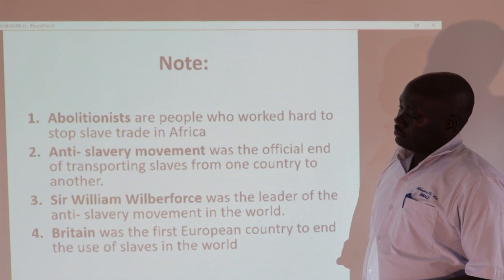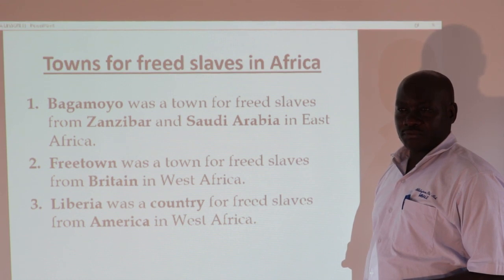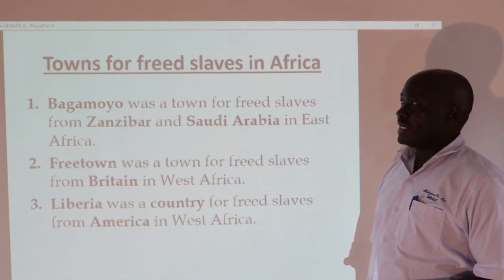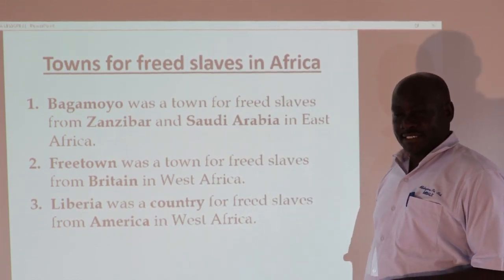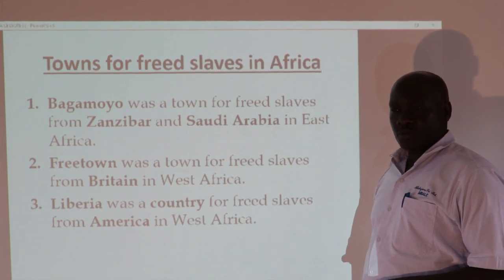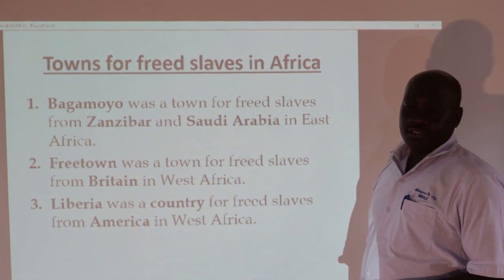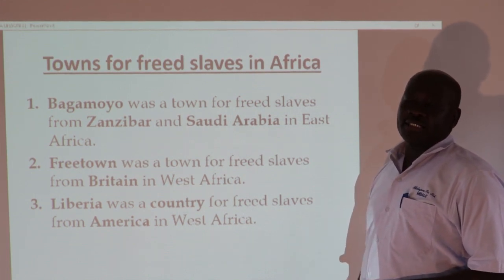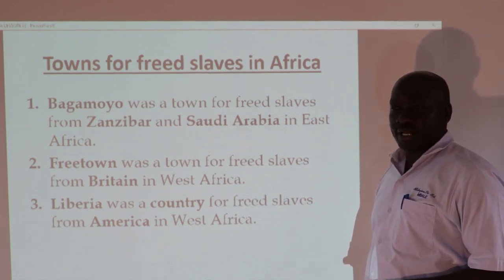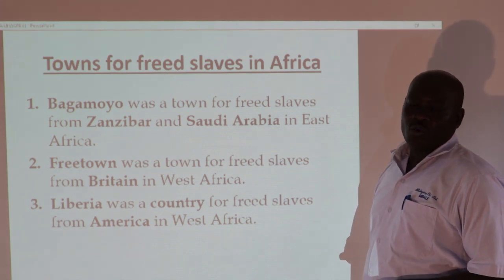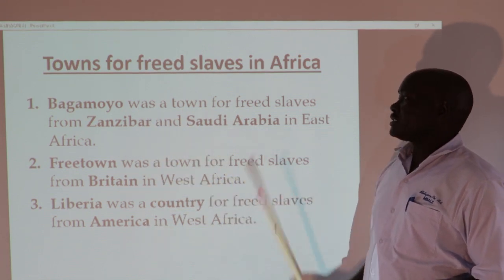So as a result of the end, we have the towns. When slave trade was brought to an end, here we have towns for freed slaves in Africa. When slave trade ended, some people who were captured from their villages could not tell where they were arrested from. So that's why some missionaries decided to make sure that there should be areas where these people are settled.